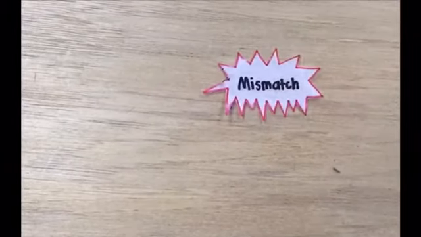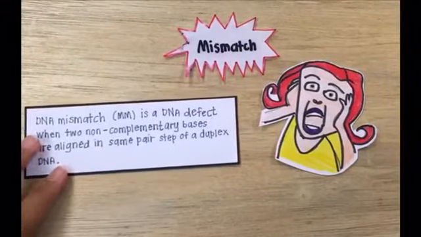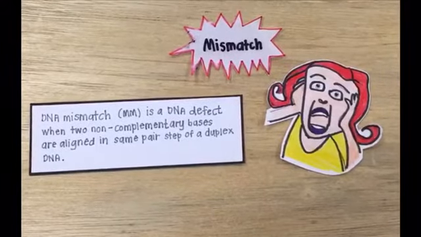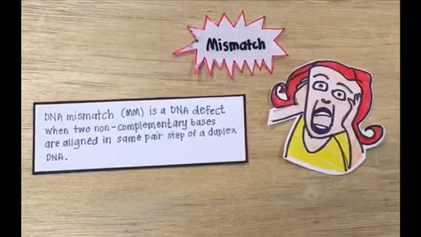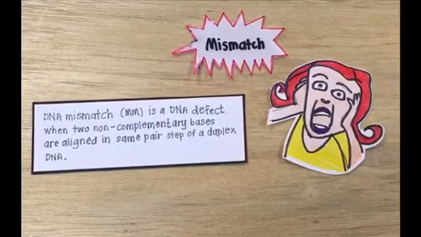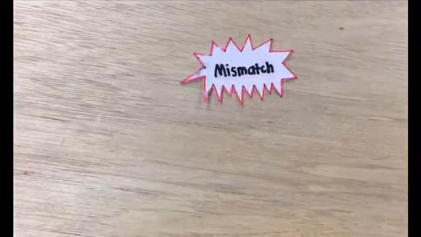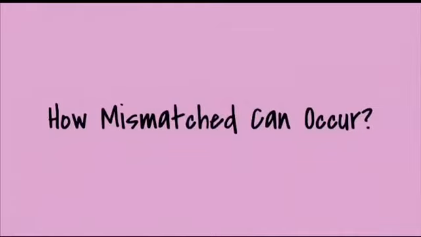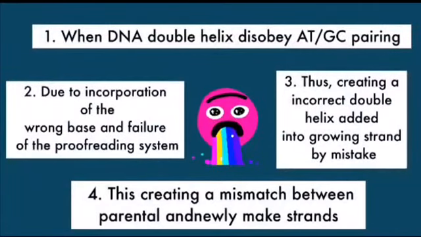Mismatch. DNA mismatch can be defined as a DNA defect when two non-complementary bases are aligned in the same pair step of a duplex DNA. Next, we are going to look into how mismatch can occur. Mismatch occurs when the DNA double helix disobeys the A, T, or G, C pairing. This is due to incorporation of a wrong base and failure of the proofreading system.